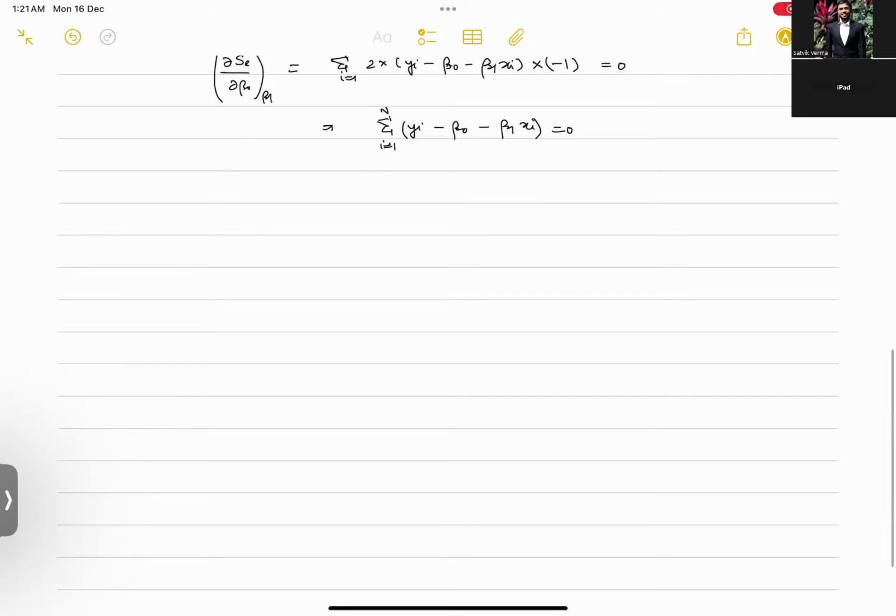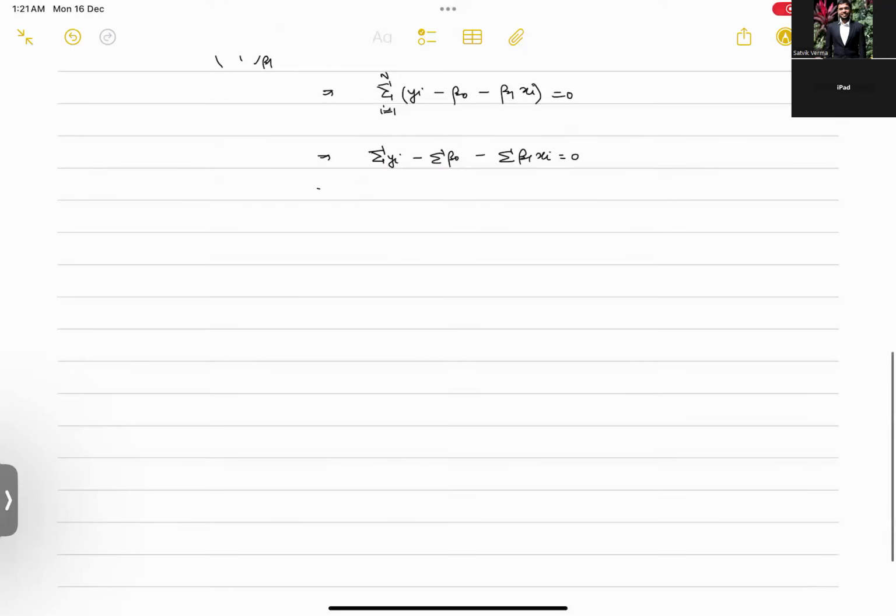And now we can open up the summation. So we have summation yi minus summation beta naught minus summation beta 1 xi equals to 0, right? Now beta naught and beta 1 are constants. So they do not change with i. So we can bring them out of the summation. So we'll have summation yi minus beta naught summation 1 minus beta 1 summation xi equal to 0.